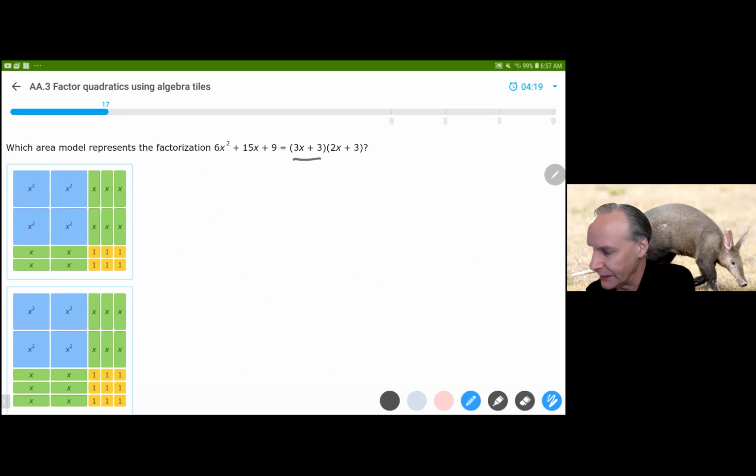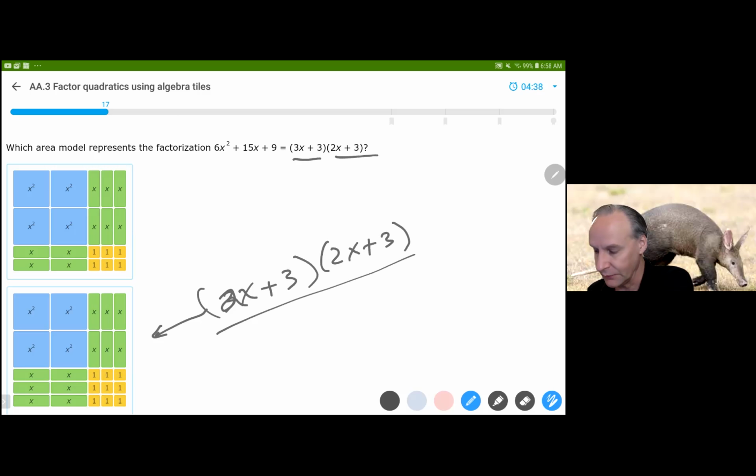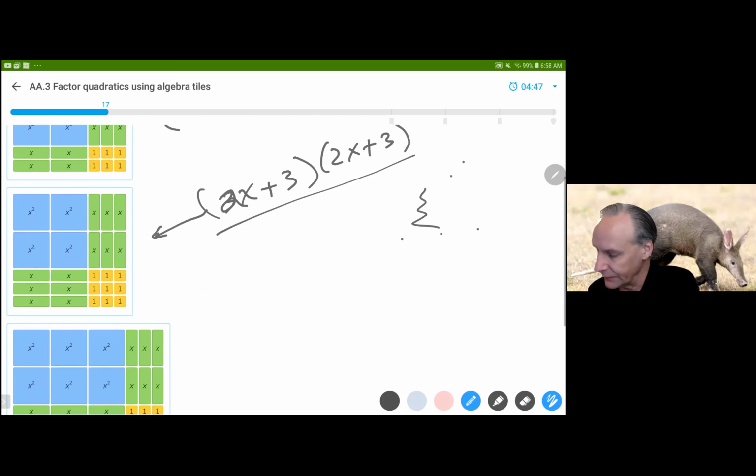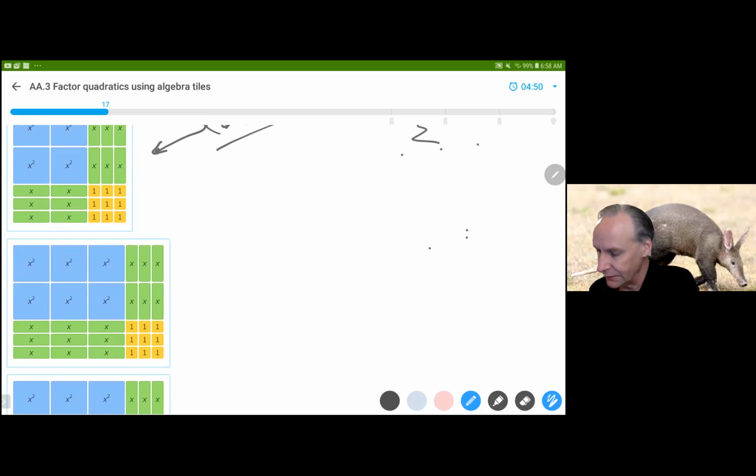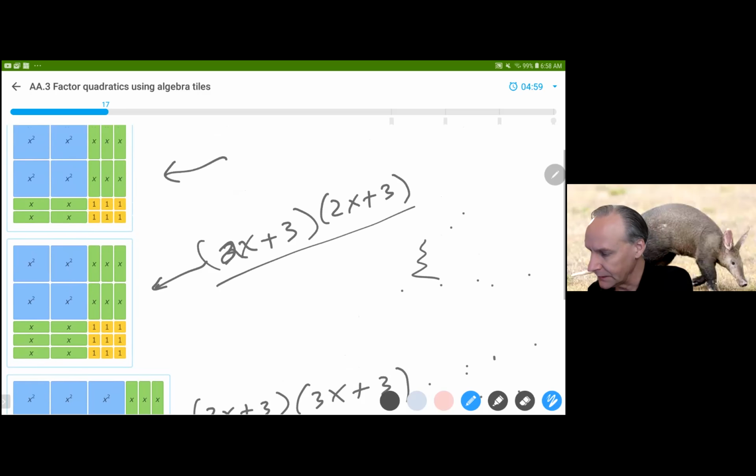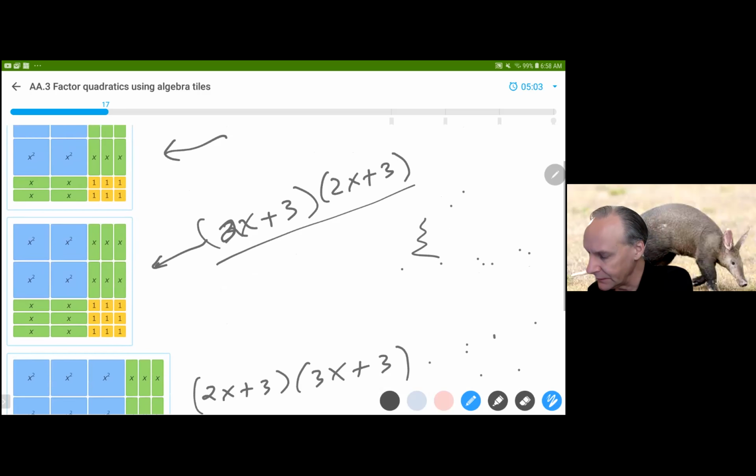All right, we've got a 3x plus 3 and a 2x plus 3. So this one is a square. That one is 3x plus 2x plus 3 times a 2x plus 3, which is not what we're looking for. And this one, of course, is not right either, because this one is a 2x times a 2x. There's 2x's each way. We're still looking for the 3x times a 2x. Here's a 2x plus 3 times a 3x plus 3. Is that the right one? I can't tell. 3x plus 3, 2x plus 3. Yep, there it is.